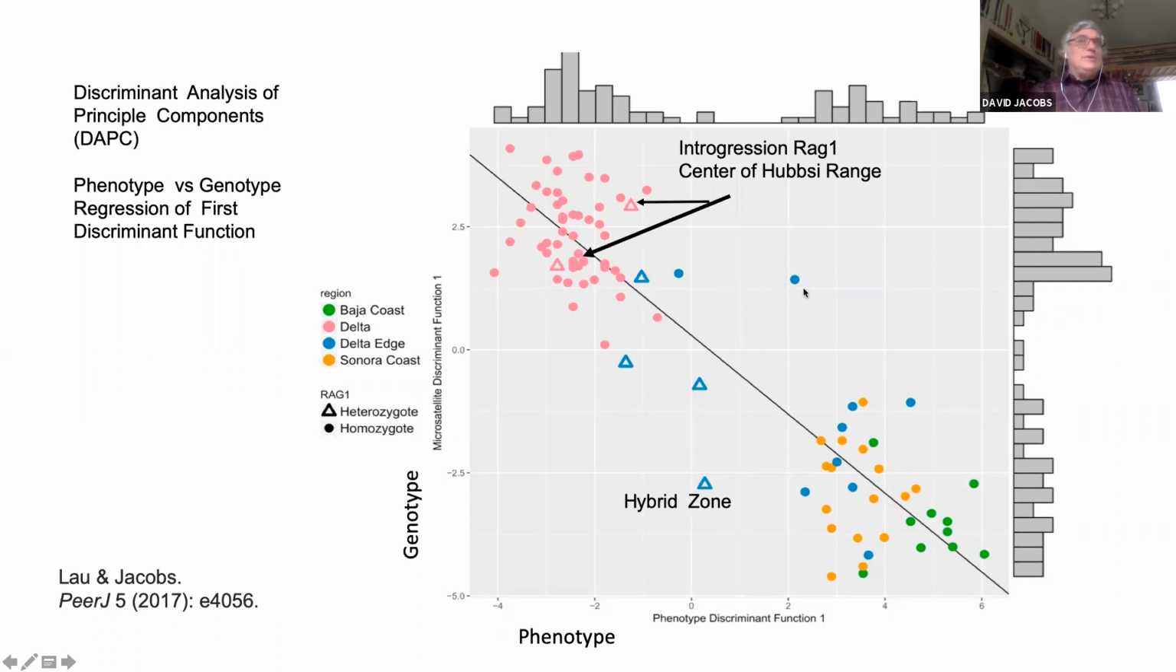And there's a couple of intermediates that are not heterozygous, and then there's a couple of heterozygotes from up in the Delta that are morphologically like the Delta form or the Delta species, which is Colpichthys hubbsi. So we see that there's hybridization.